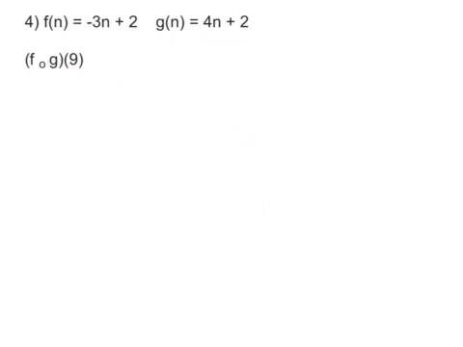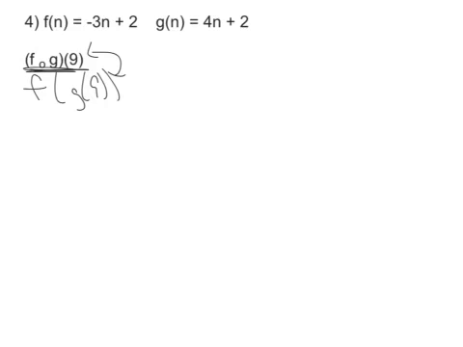So the last example, we have f of n equals negative 3n plus 2 and g of n equals 4n plus 2. So find f of g of 9. So same thing, why don't you pause the video, try this one on your own. When you finish it, come back and play it to make sure you have the correct answer. So once again, this notation is the same as f of g of 9. So these are just two different notations that you can use, but they mean the same thing.